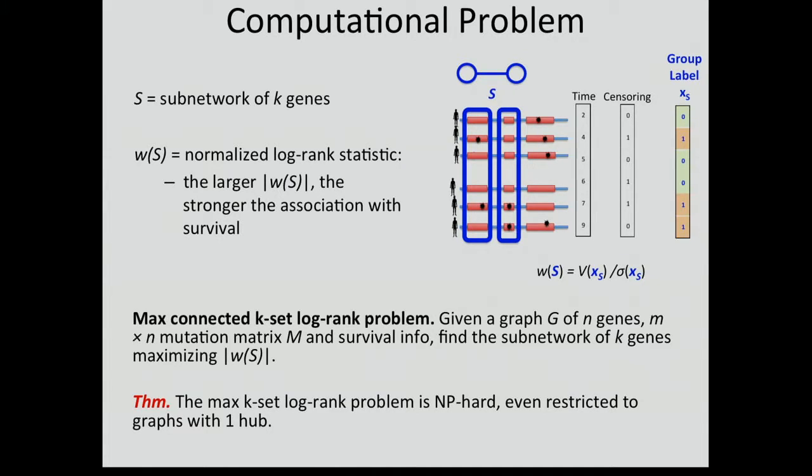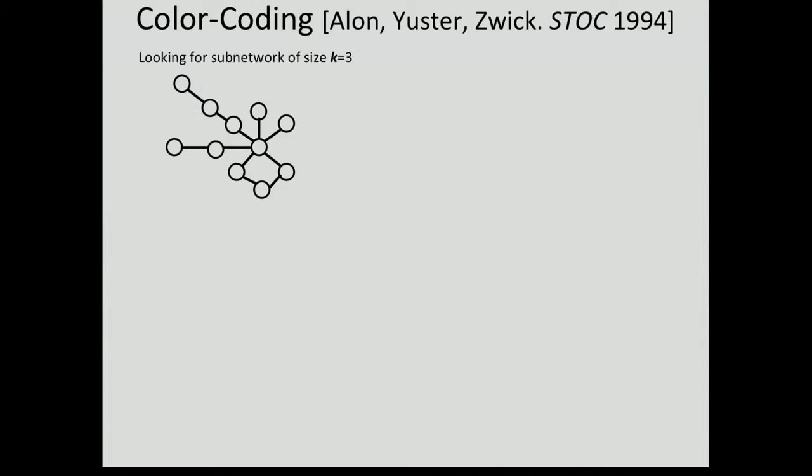And in particular, a technique that is of interest to us is the color coding technique that has been introduced by Alon, Yuster, and Zwick in STOC '94. So how does the color coding technique work? Let's say that I have a graph, a network, and I want to identify a subnetwork of size 3.